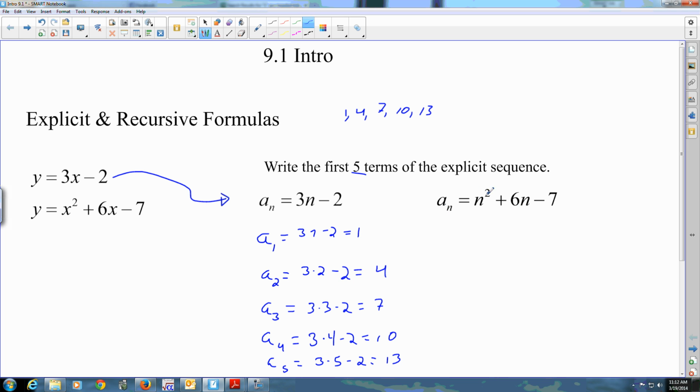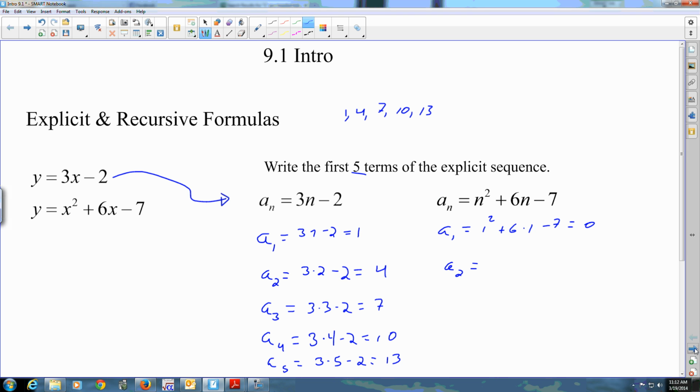If you wanted the first 5 terms in this sequence, then same thing. Start with a 1: 1 squared, plus 6 times 1 minus 7. So that would be 0, and so on. Take a 2 and fill it in. A sub 2 is blah, and figure out what it is, okay?